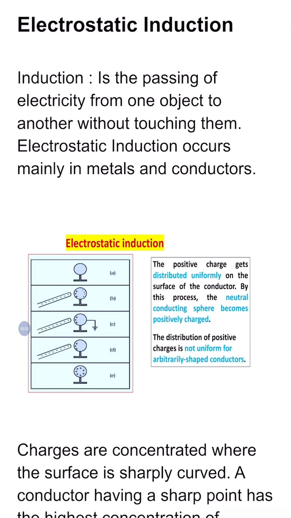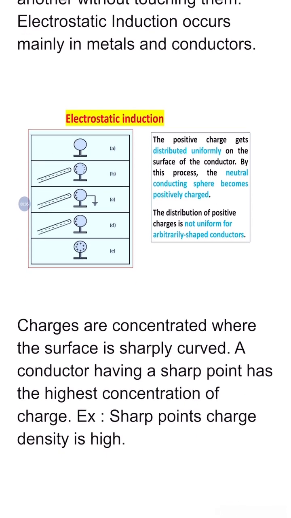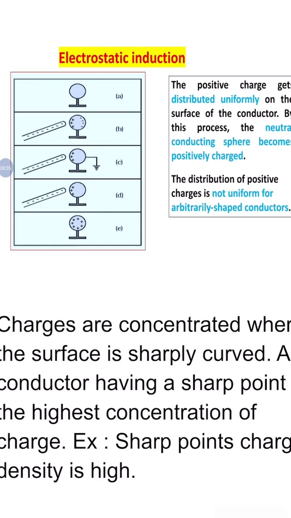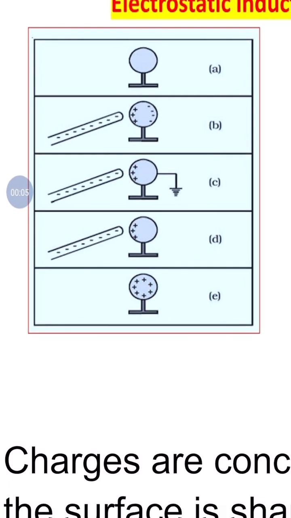Next up is electrostatic induction. Induction is the passing of electricity from one object to another without touching them. Electrostatic induction occurs mainly in metals and conductors. As you can see, the positive charge gets uniformly distributed on the surface of the conductor. By this process, the neutral conducting sphere becomes positively charged because, as you can see, the electrons are being transferred.